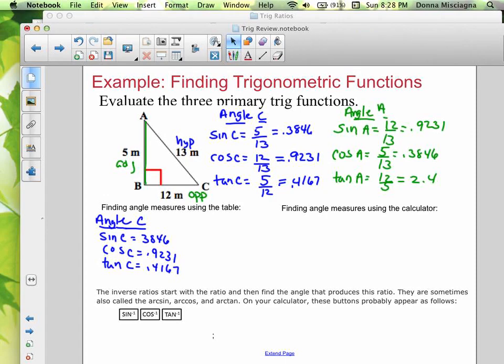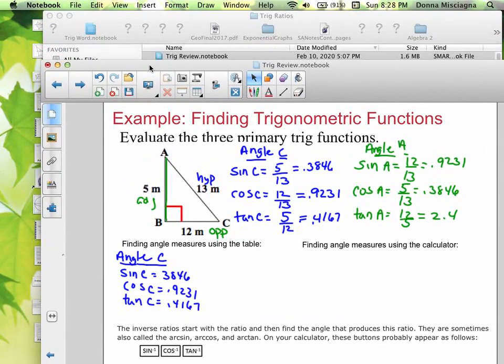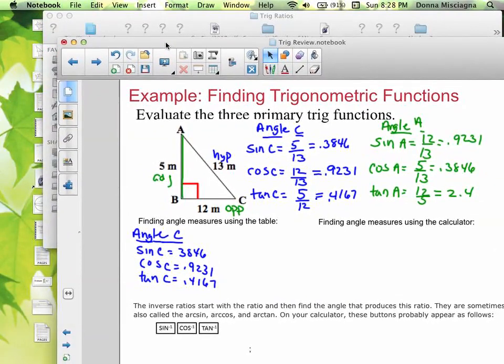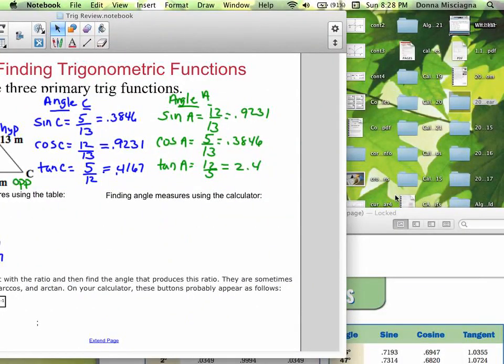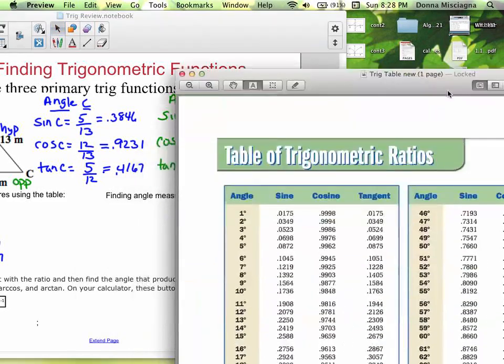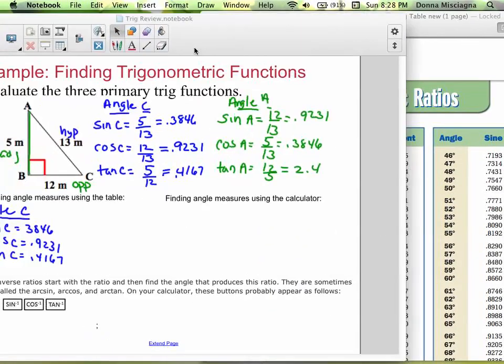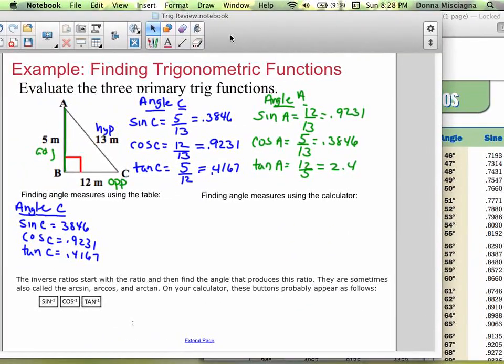All right, now let's look at the table, which is hiding right behind there. Let's see if I move it down. There it is. So let's see if we can see both things. We're going to look at the table for sine to be 0.3846, cosine to be 0.9231, and tangent to be 0.4167.